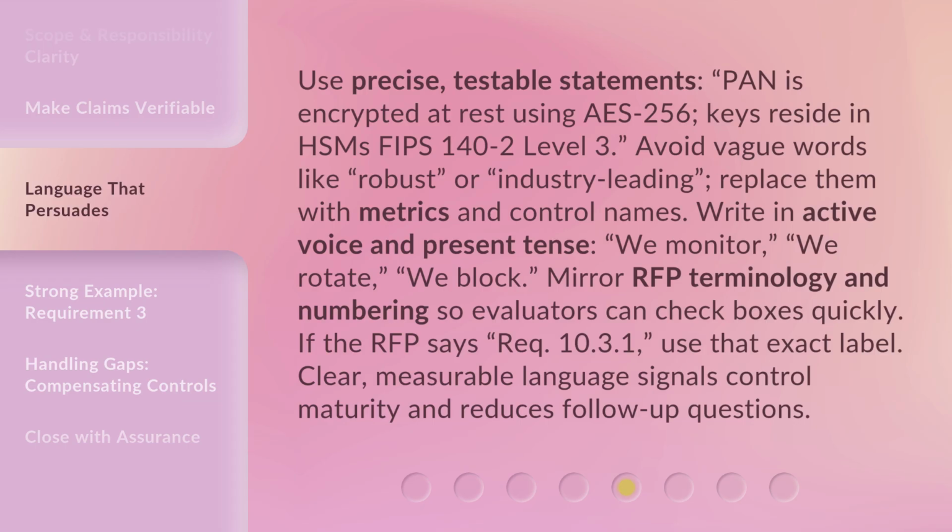Mirror RFP terminology and numbering so evaluators can check boxes quickly. If the RFP says Requirement 10.3.1, use that exact label. Clear, measurable language signals control maturity and reduces follow-up questions.